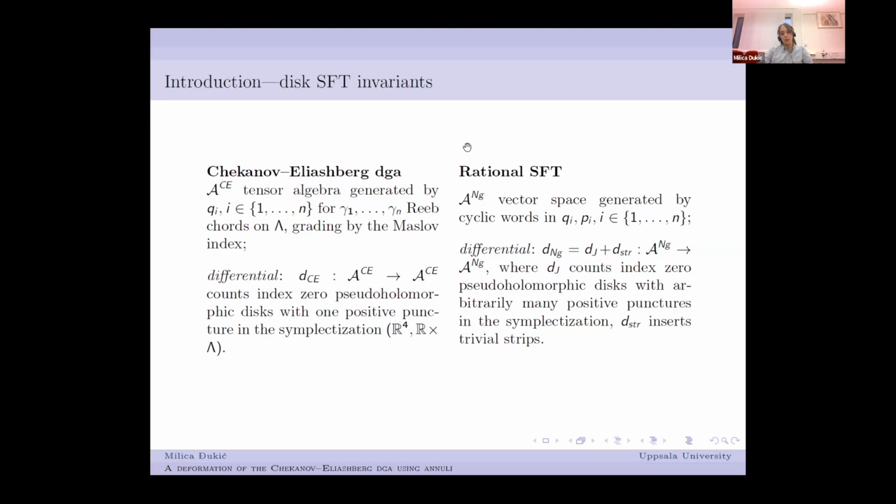And rational SFT is a continuation of this story defined by Lenhard Ng, and the differential here counts index 0 pseudoholomorphic disks with arbitrarily many positive punctures, and it also has another part, which in a way is a string topological deformation, and it inserts trivial strips. In a way, it takes a string product with trivial strips and is necessary to cancel out some sort of nodal breaking. The underlying space is the vector space generated by cyclic words in q_i, p_i, so two letters for each Reeb chord representing positive and negative punctures.